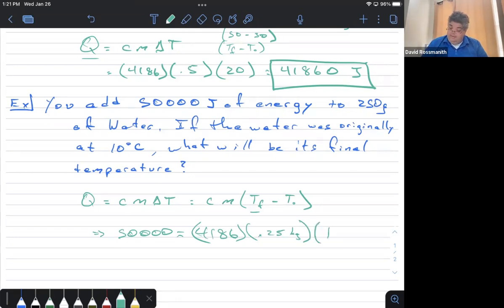Times final temperature. Well, I don't know what that is, but that's the thing I want, so I'll leave that as a variable. Minus the initial temperature. I'm told I start at 10 degrees, so I'll leave it as 10.